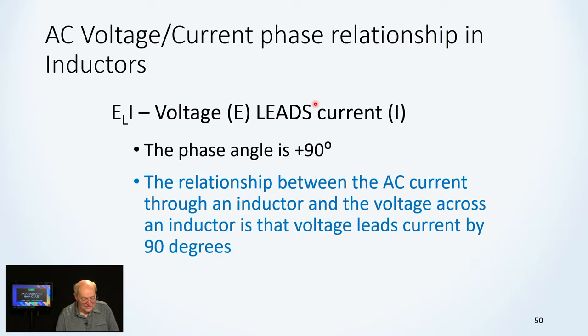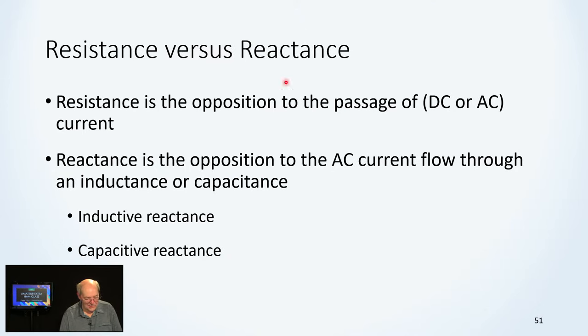A little bit more here now. This is inductors. ELI. Voltage leads the current. Phase angle is positive 90 degrees. The relationship between the AC current through an inductor and the voltage across an inductor is that the voltage leads the current by 90 degrees. ELI, voltage leads current. See how ELI and ICE just keep coming up over and over again? But if the pull question is given in terms of current, then in this case, current lags the voltage. And again, I can't keep those straight in my head. I have to write them down. You might be smarter than that.